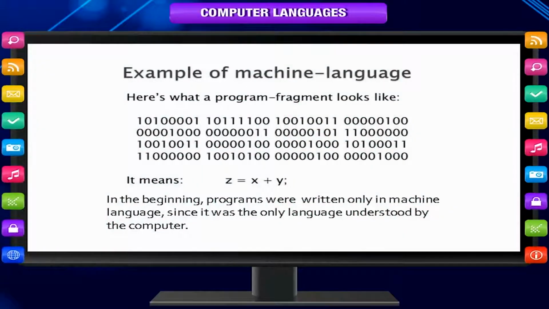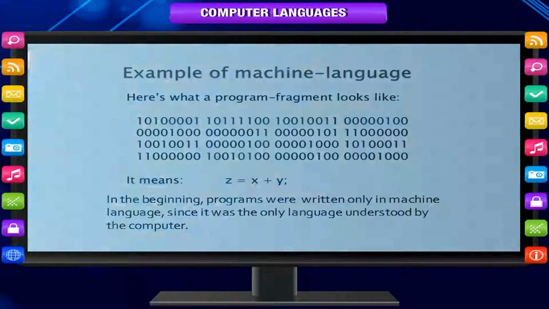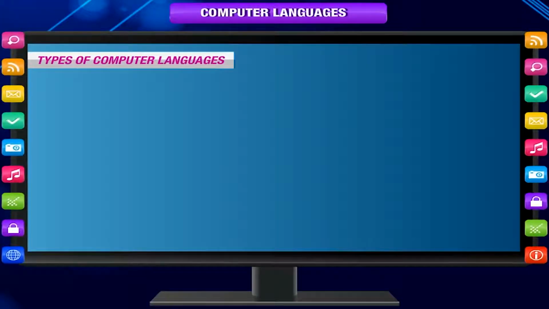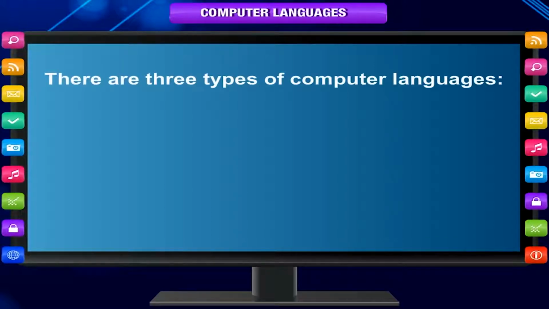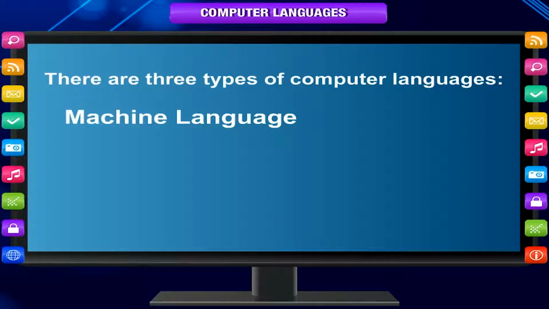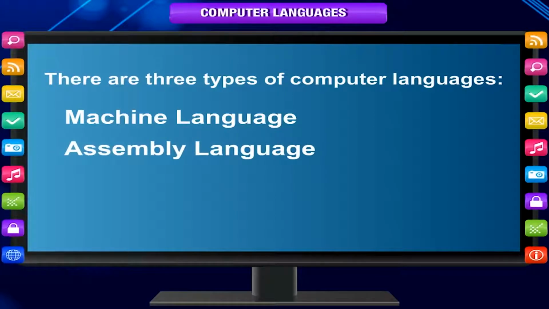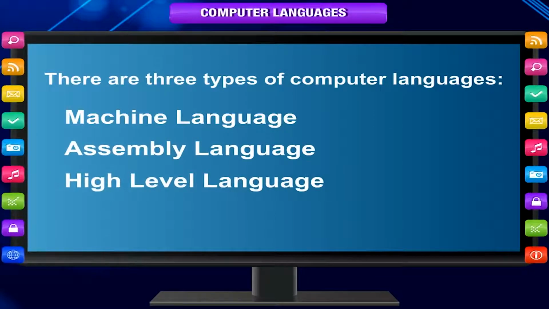In the beginning, programs were written only in machine language, since it was the only language understood by the computer. Types of computer languages. There are 3 types of computer languages: machine language, assembly language, high-level language.